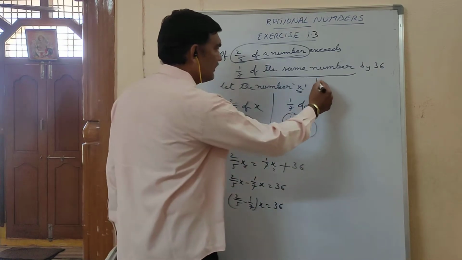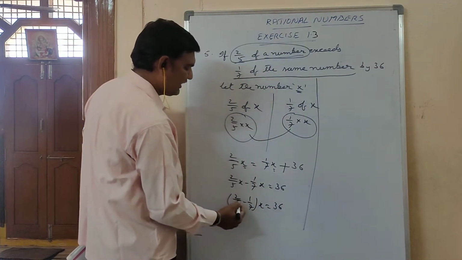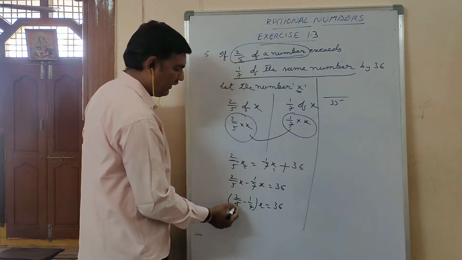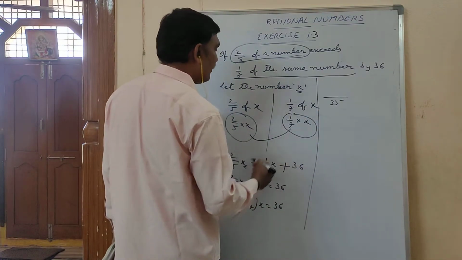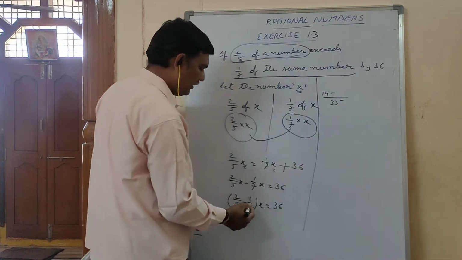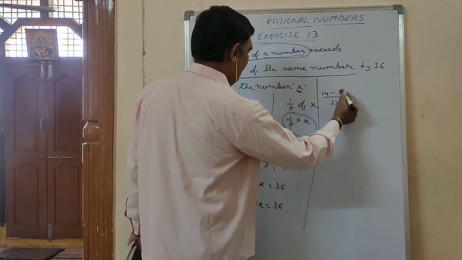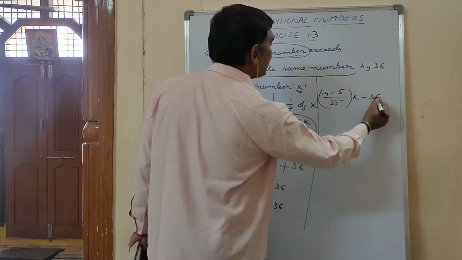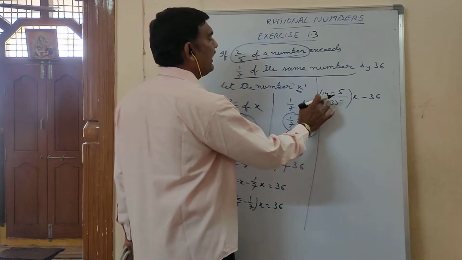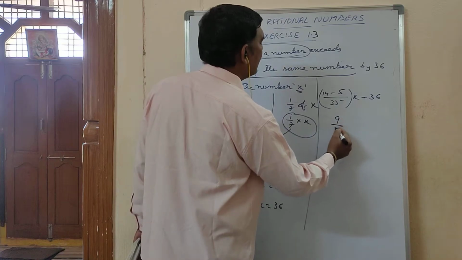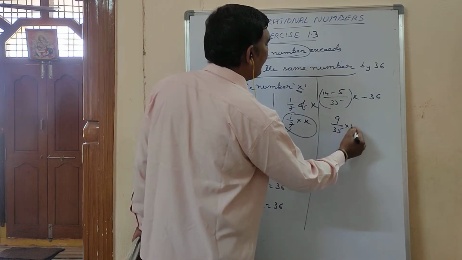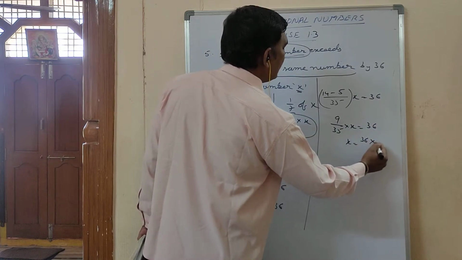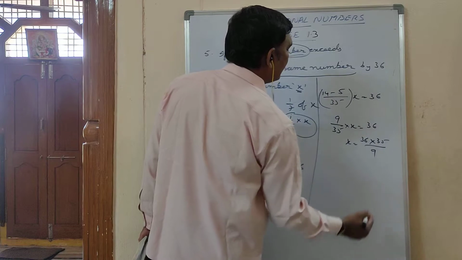LCM for this one. For 5 and 7, the LCM becomes 35, or not? 5 how many times will go? 7 times. 7 into numerator 2, 14. 7 how many times will go? 5 times. 5 into 1, 5. Into x is equal to 36. From 14, if you subtract 5, you are getting 9 by 35 into x is equal to 36. x is equal to 36 into 35 by 9.